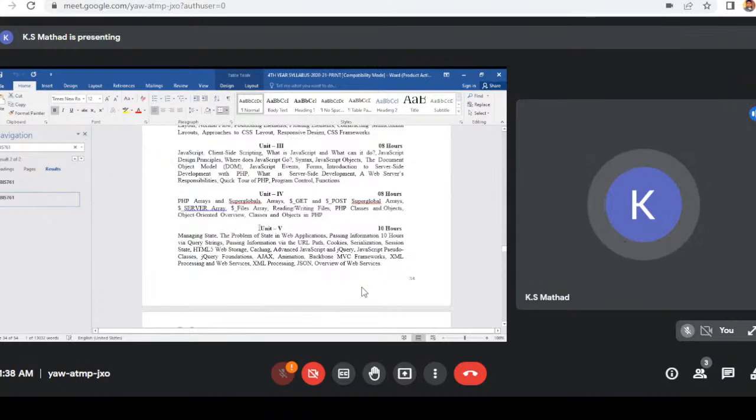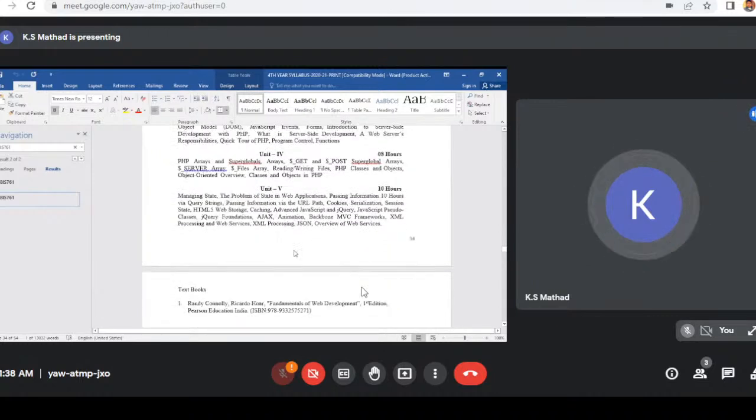Then the fifth unit focuses on the problem of state in web applications, passing of the information via query strings, passing information via URL path. Then you might have heard about cookies, sessions. Whenever you use a web application, these two terms will play an important role, which are used to grasp the information from the user unknowingly. Okay, then caching, advanced JavaScript, and jQuery, which is the recent one.